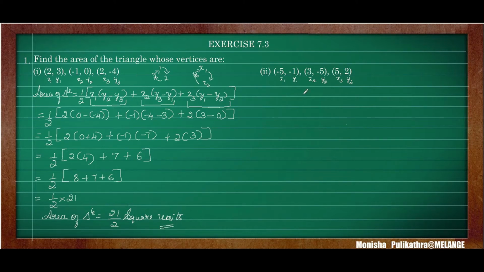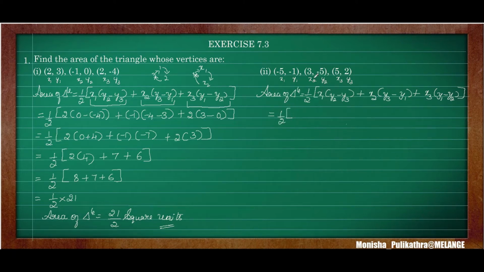In the first question there are 2 sub questions here. So one more question is there. First we need to write the formula for this. So area of triangle is equal to half into x1 into y2 minus y3. So one section is over, plus x2 into y3 minus y1 plus x3 into y1 minus y2. Fine.